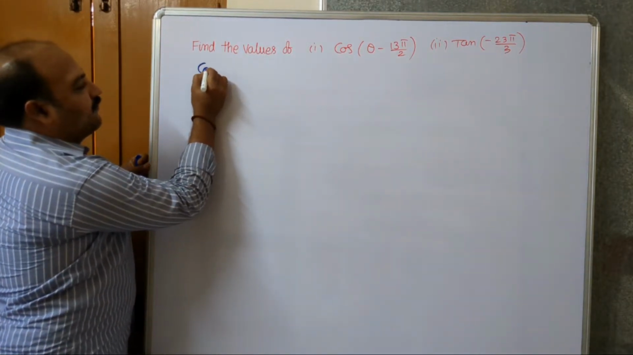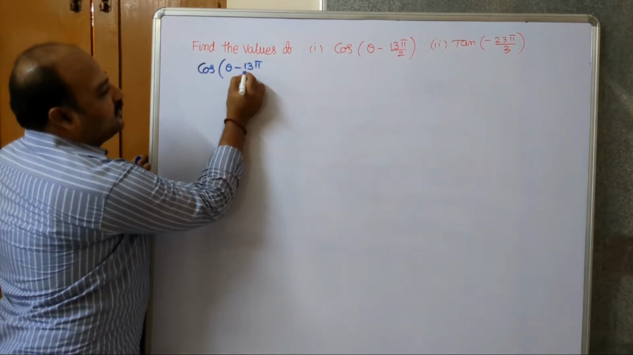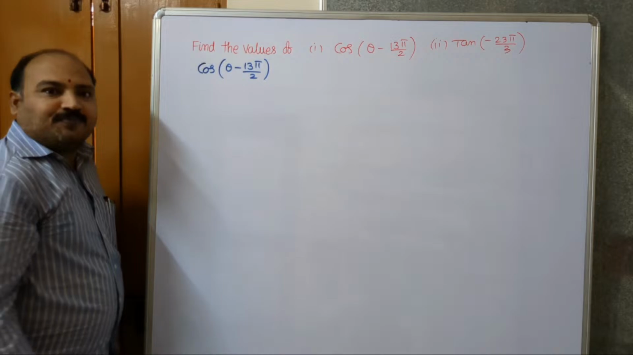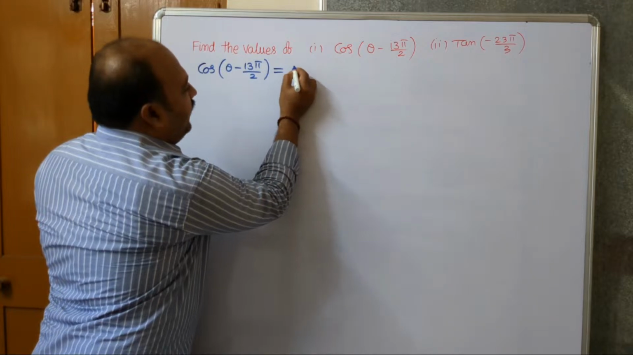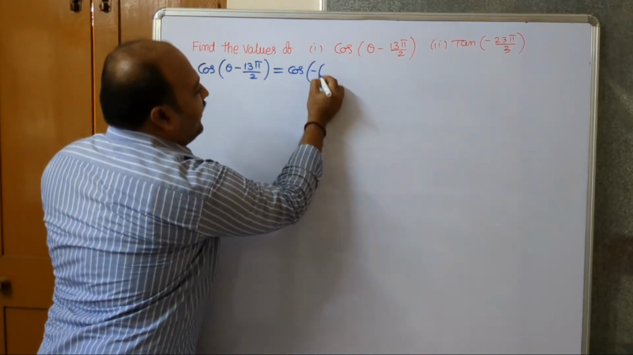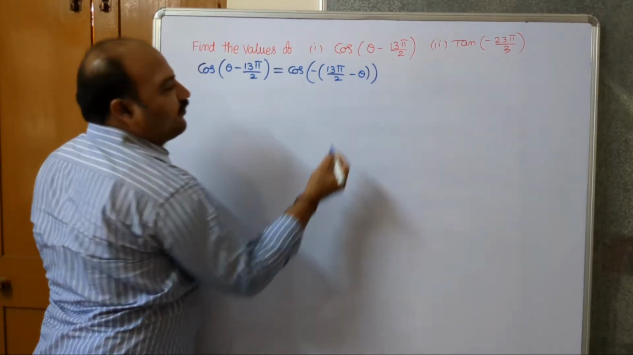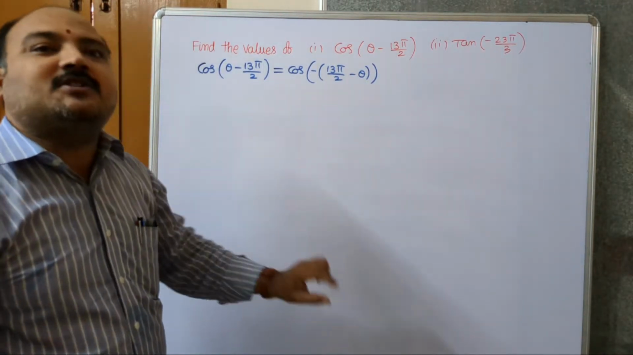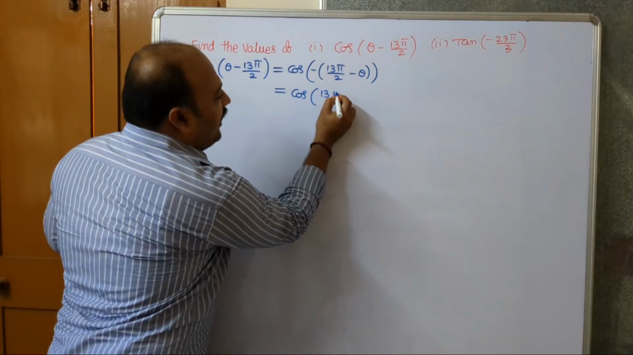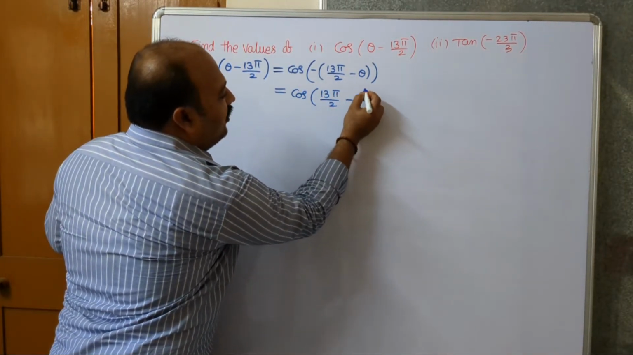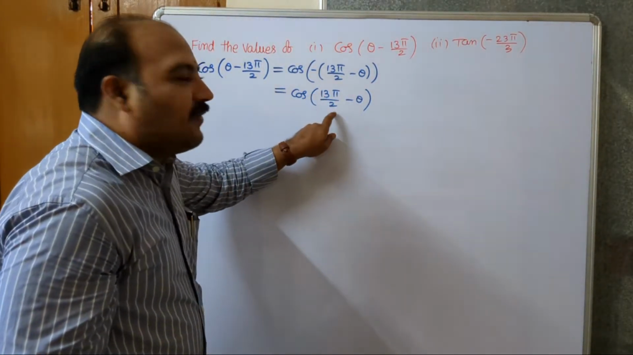Cos of theta minus 13 pi by 2. But I want 13 pi by 2 as a first term. Take common: cos of minus 13 pi by 2 minus theta. Cos of minus theta is cos theta. So, you will get cos 13 pi by 2 minus theta. Okay, dear students?